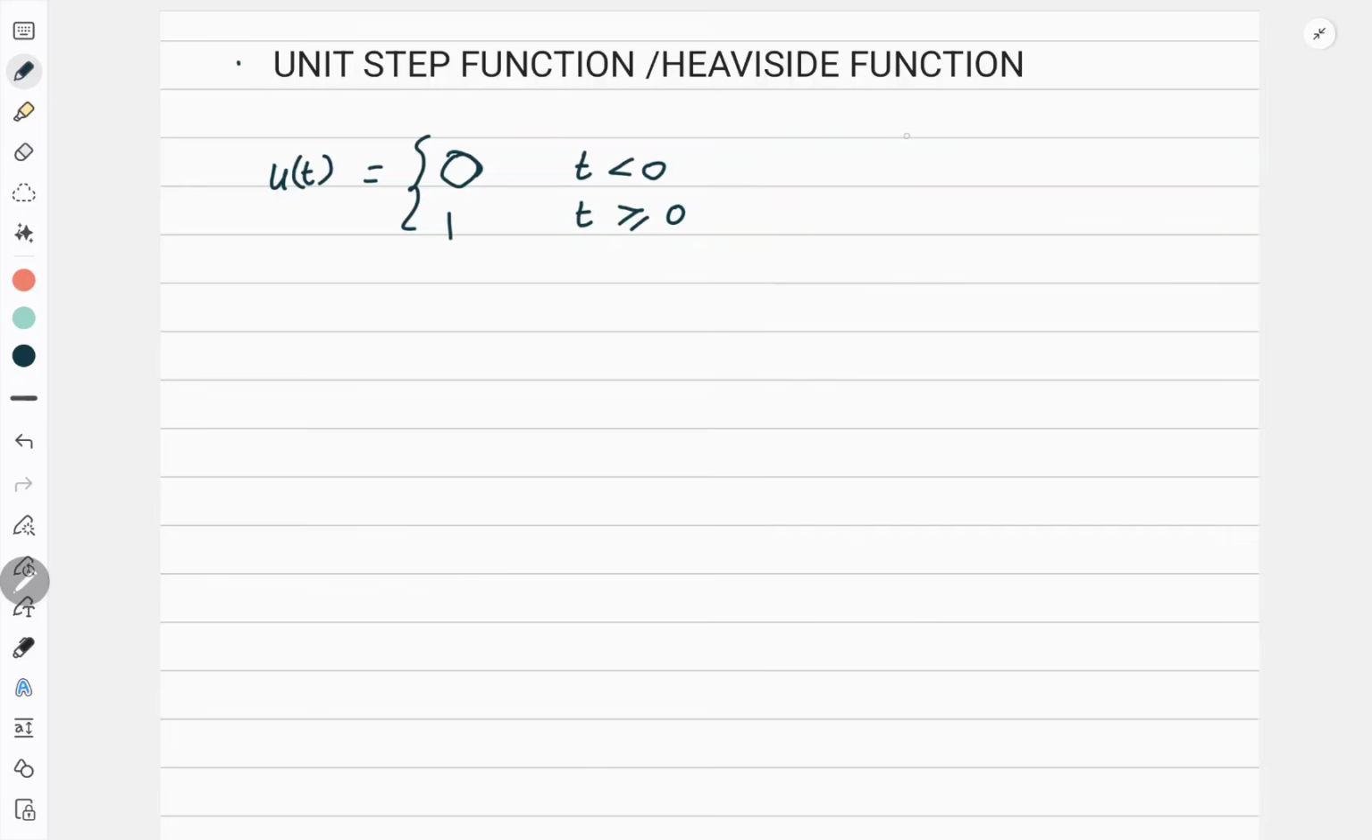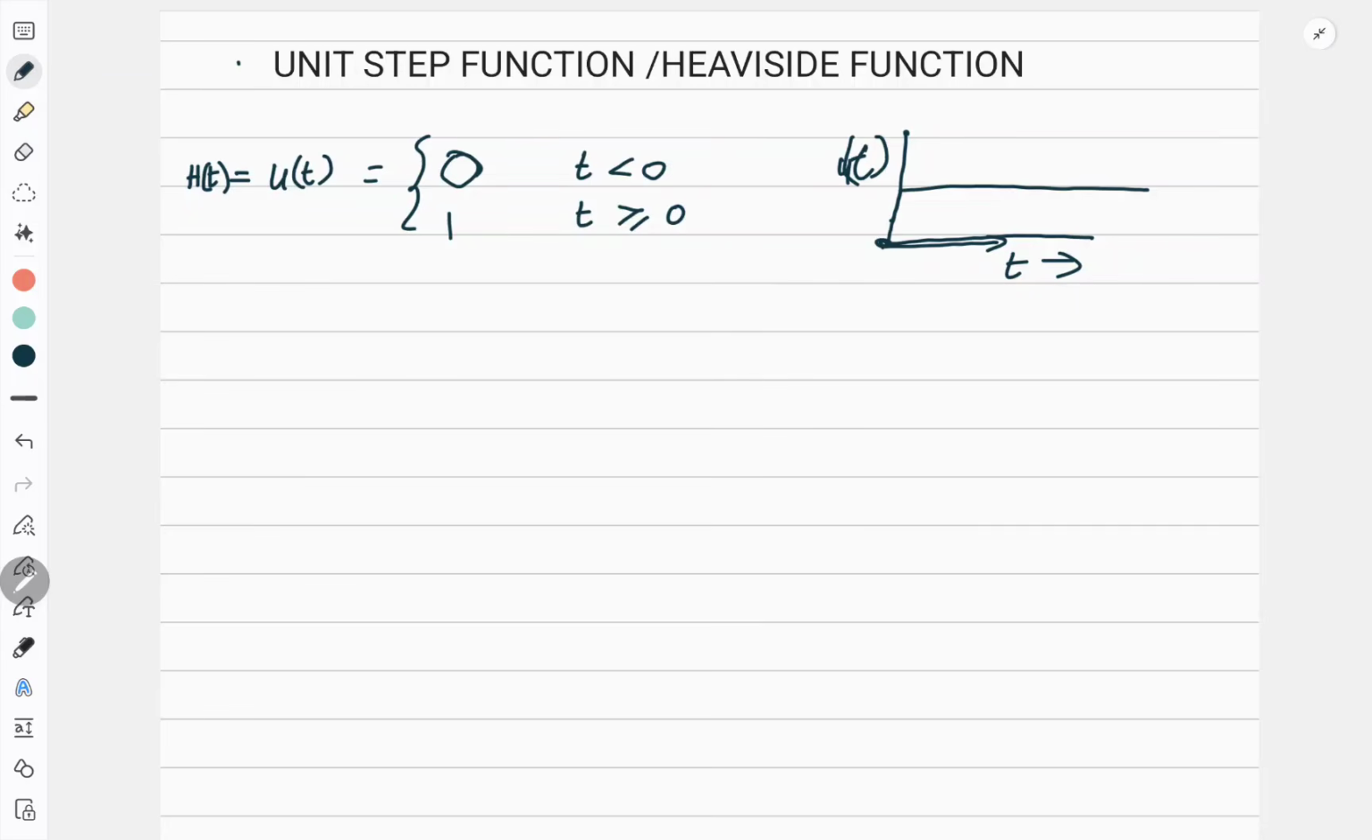So if I want to represent it graphically, it looks like this. If this is the coordinate axis, when t is less than 0, the value of the function is 0, and when t is greater than 0, the value of the function is 1. Along the y-axis I am representing u(t) and along the x-axis I am representing t, and this is the graph. It is also represented by h(t) and is known as the Heaviside function. So h(t) and u(t) are the same thing.